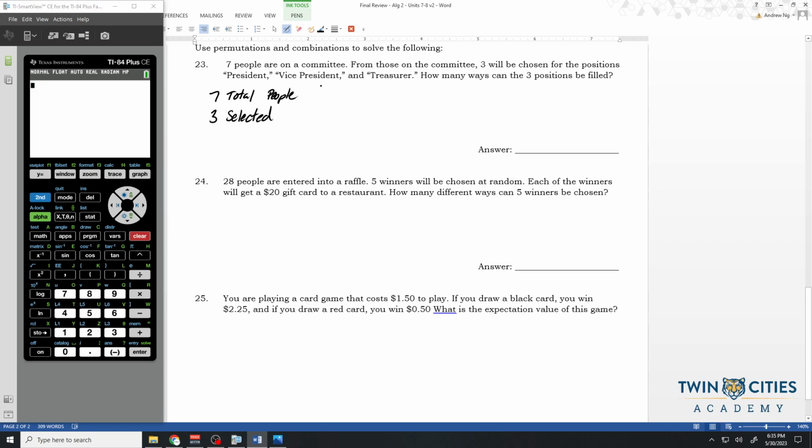having to have this president person in front of you, ahead of you. They've got more authority, more responsibility than you. So order matters here in terms of who's getting selected. This is, again, assuming that they're just selecting randomly. So this is a permutation because the roles are different.